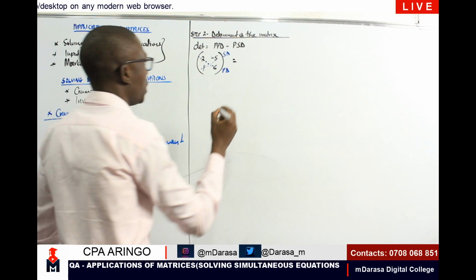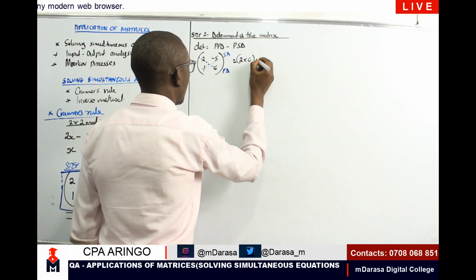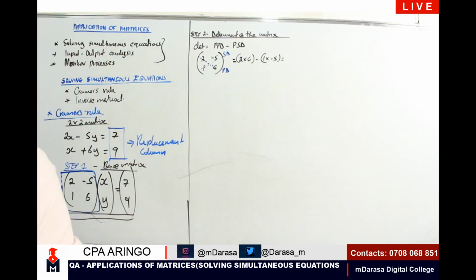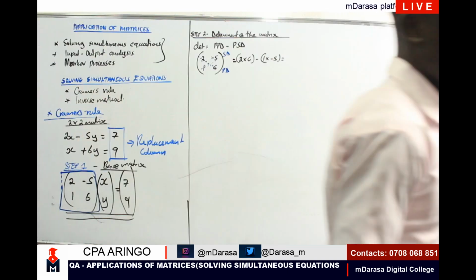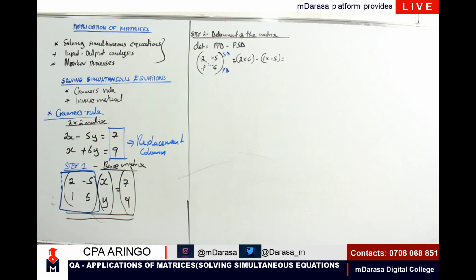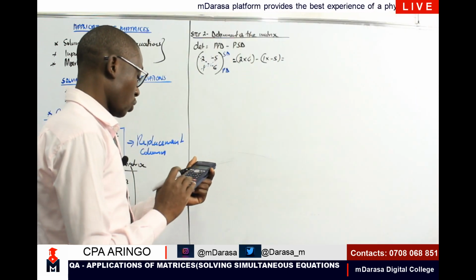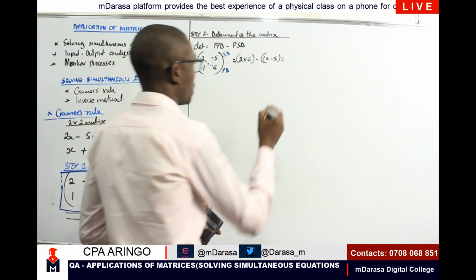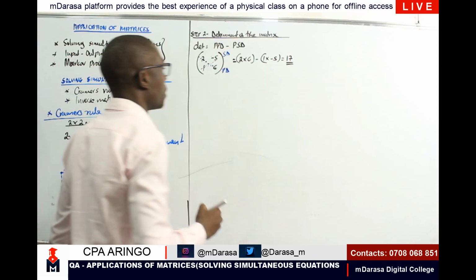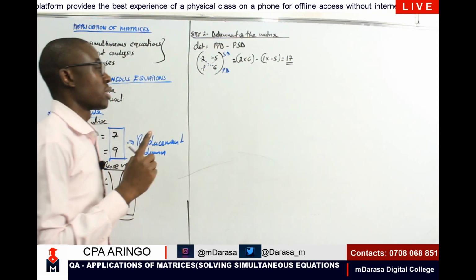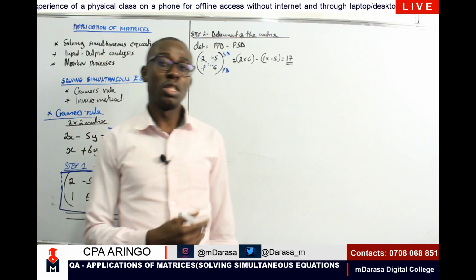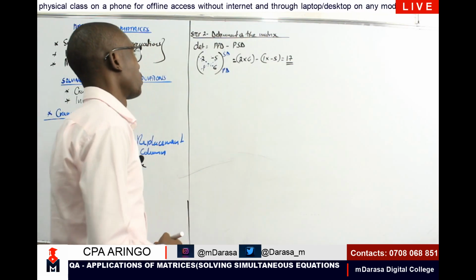So the determinant would be 2 by 6 less 1 times negative 5. So that should give us a determinant equal to, I'm having 2 by 6 minus 1 by negative 5. That should give us a figure of 17, right? So that would be our determinant, which we must always tend to recall that procedure.